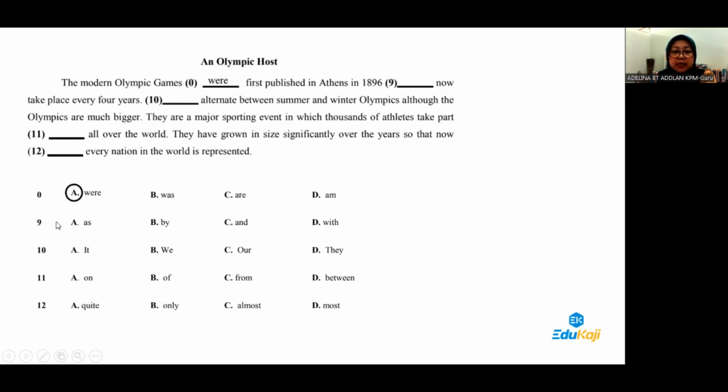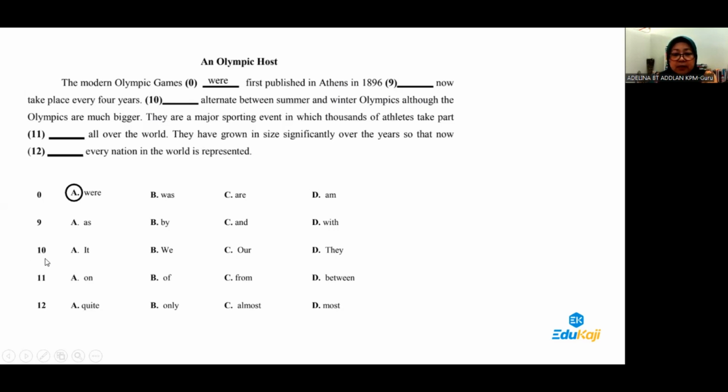Alright, for question number 9, they are using a conjunction because you are trying to relate the first sentence with the second continuous sentence here. It was first published in Athens in 1896. Now takes place every 4 years. You want to relate from this to this, and now takes place every 4 years. Yes, we see. Okay.